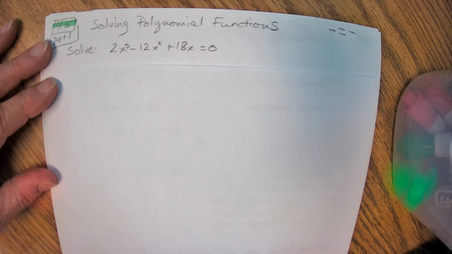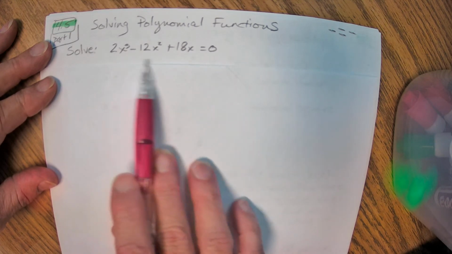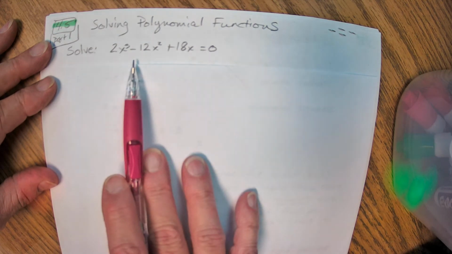So this section is on solving polynomial functions. Again, the solutions are the zeros of the function. And we're going to go ahead and just start off with an example. I want to solve this function.